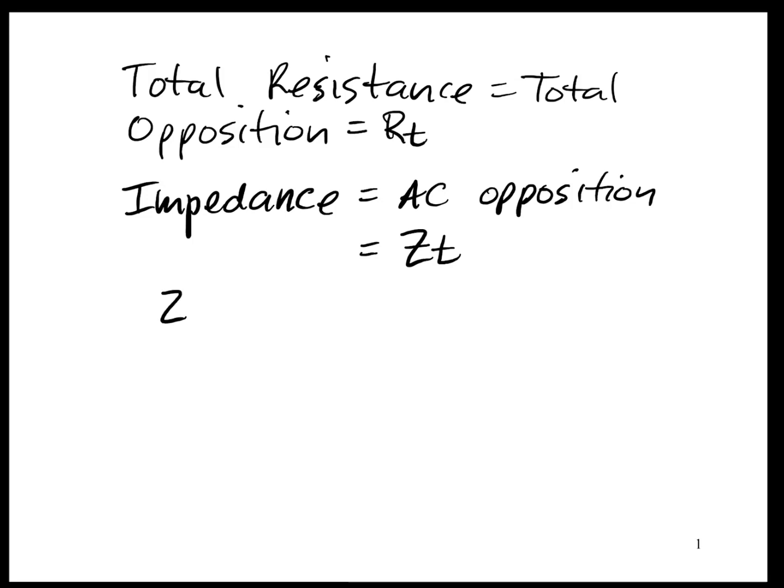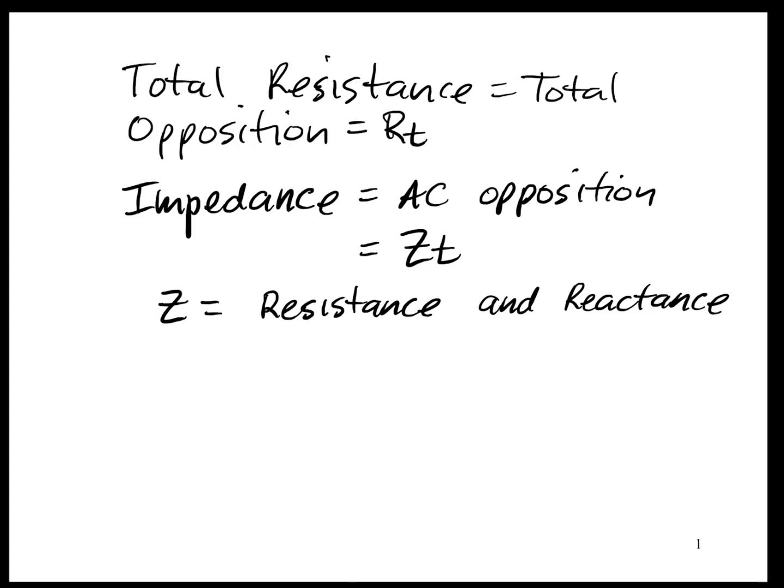Now the thing about impedance is Z is equal to resistance and reactance. Now reactance can come from a capacitor or an inductor, or it can be both capacitance and inductance, where we have a net reactive value. But for now, what we are just defining is that impedance Z can be all resistance, all reactance, or in most cases, total impedance in an AC circuit is a combination of resistance and reactance.